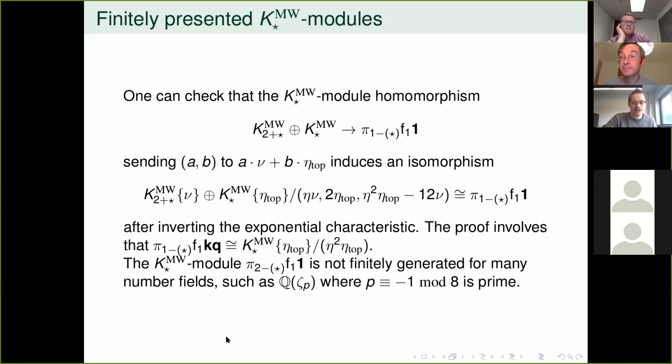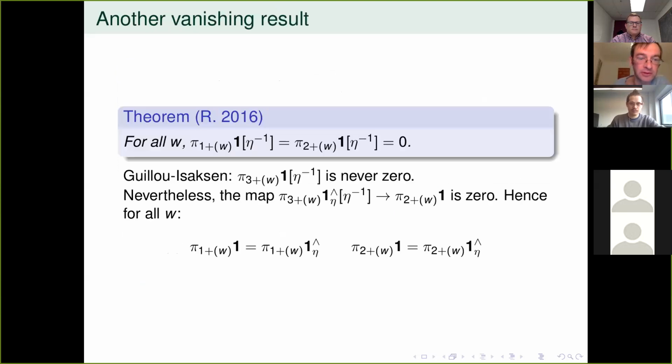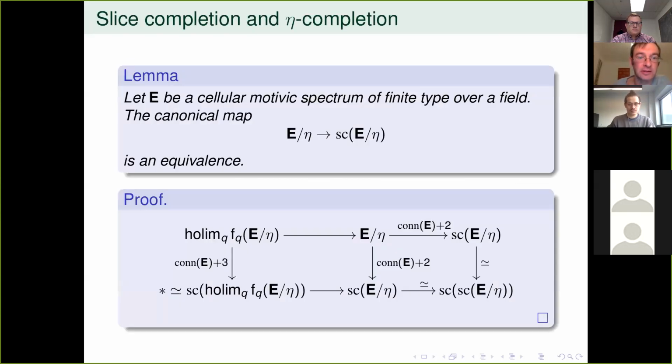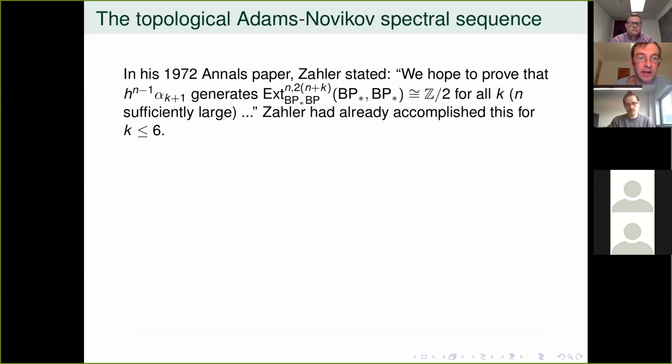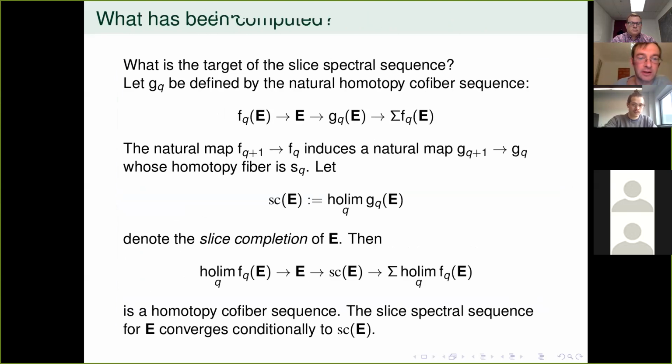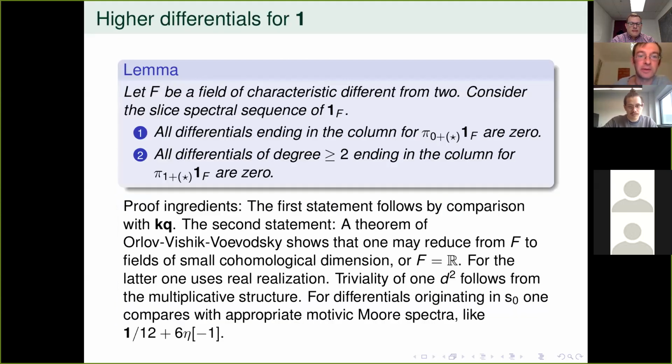I have a question. Can you say anything about pi 2? Yes, I think I already said something about pi 2. Sorry, or can you say what pi 2 is? The thing is, I can point to the problem that I have. I've had this problem for several months now. Let me switch back to a lemma regarding the higher differentials. I would like to prove that all differentials of degree at least 2 ending in the column for pi 2 are also 0.